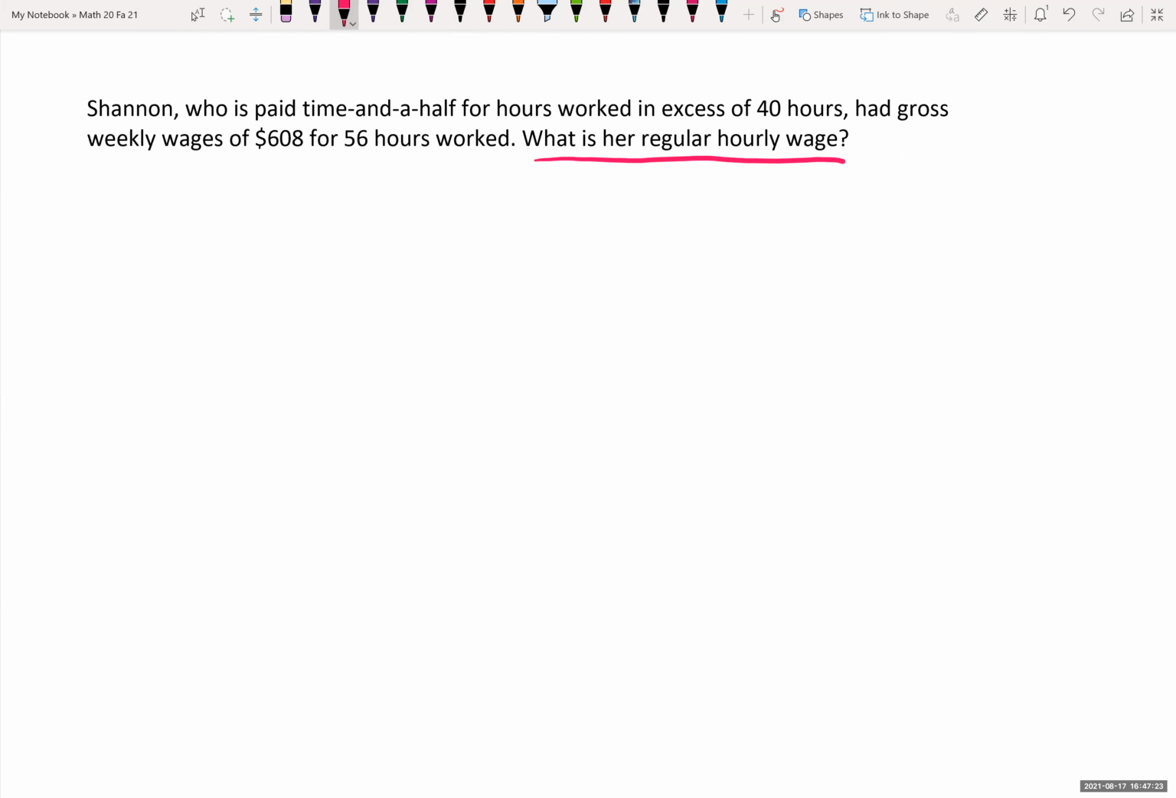The next step of working through a word problem after you define your variable is setting up your equation. There's going to be enough information in there that we can set up some sort of equation so that we can figure out what our variable is. Let's find the solution. So we know that she is paid time and a half for hours worked in excess over 40 hours. And we know that she's worked 56 hours. So technically, for the first 40 hours, she's going to get her normal wage of x dollars an hour.